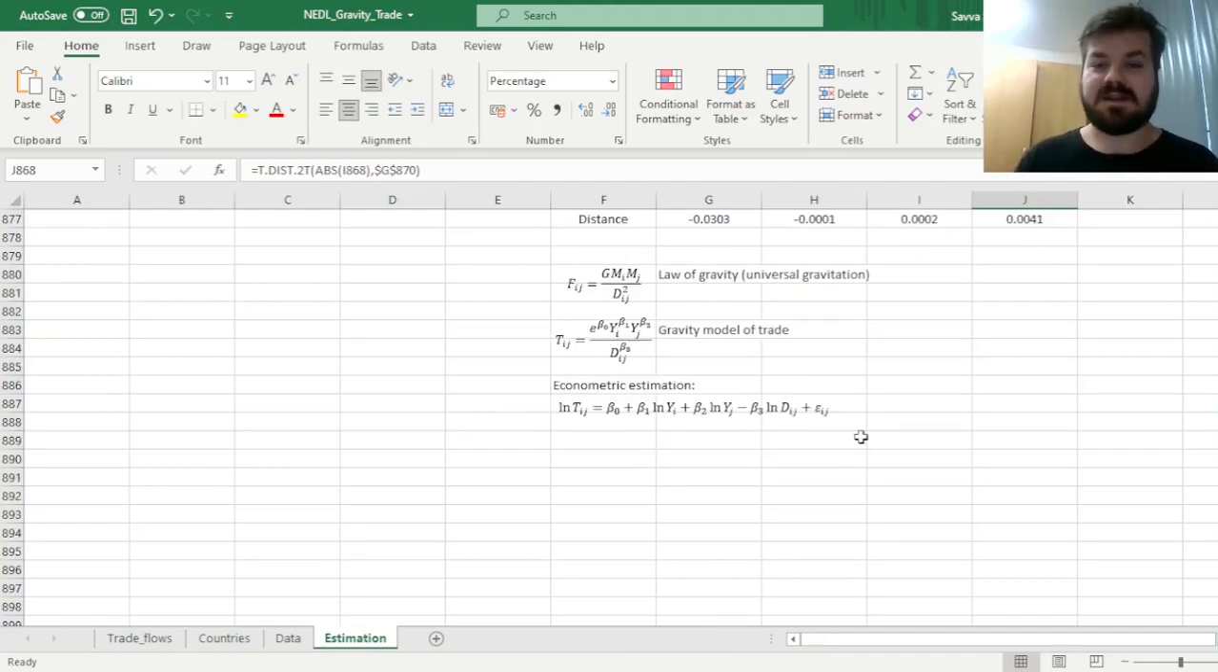And that's all there is for the economics of the gravity model of trade and its econometrics in Excel.